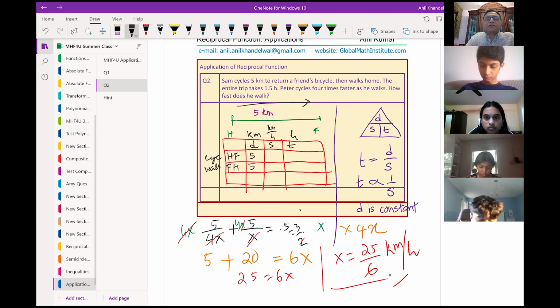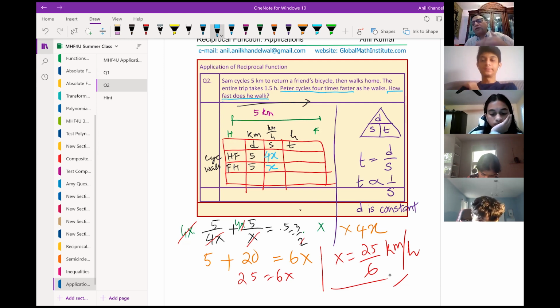As far as the speed is concerned, we now have to define a variable. We are saying let the speed of walking be x. Why? Because they ask how fast does he walk. So we define that as a variable w or x. So walking is x. Then it says that Peter cycles 4 times faster. So this is 4x, the speed of cycling.